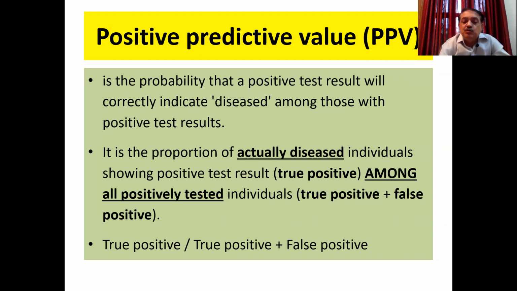So it is the proportion of actually diseased individuals showing positive test result, that is true positive, among all positively tested individuals, including both true positive, those who get positive result correctly, and false positive. False positives are actually non-disease. So here we are talking about positive test results. Among all positives, how many positive people are actually diseased? So true positive out of true positive and false positive.